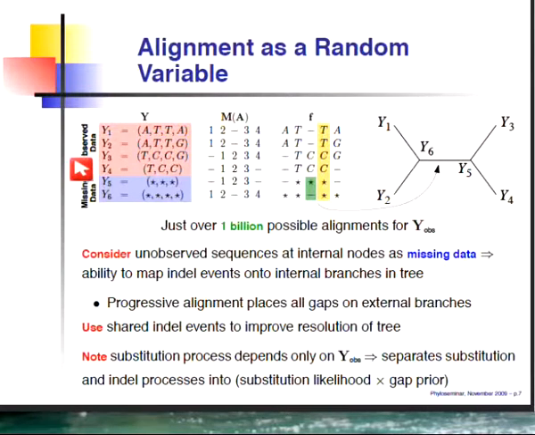Let's assume that our observed data are four different sequences, where the first three observed sequences are of length 4, and the last sequence is of length 3. Now let's assume for a moment that we know the relationship amongst these four sequences, and that's given by the tree here, where 1 and 2 are nearest neighbors, then 2, 3, and 4.